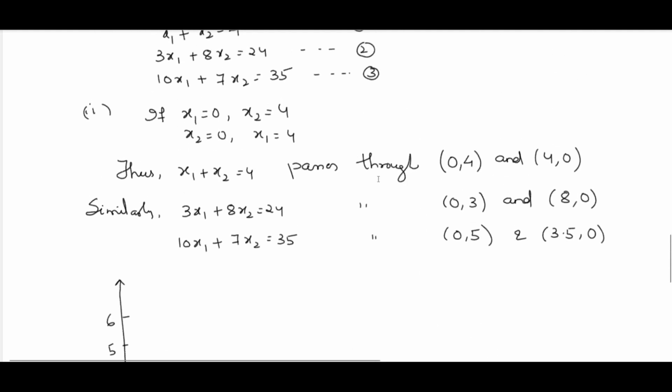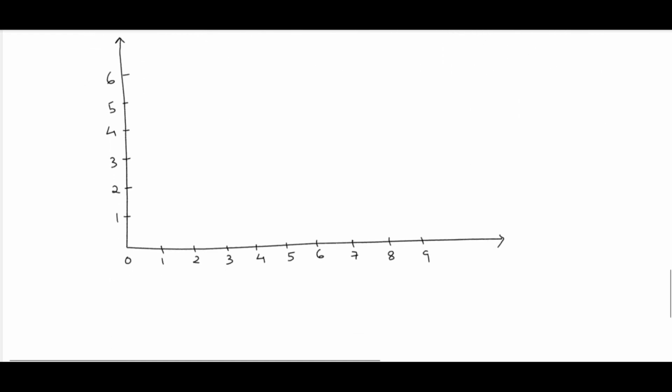Equation 1 coordinates are (0, 4) and (4, 0). So this is your (0, 4) point, and (4, 0), this point. We have to join these. So this is equation 1. This line belongs to equation 1.